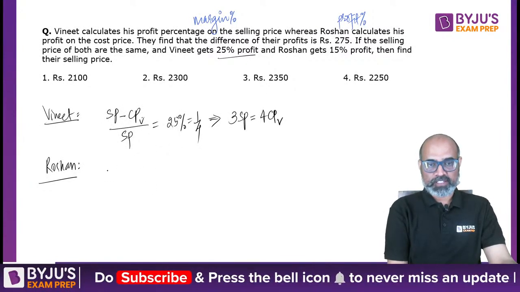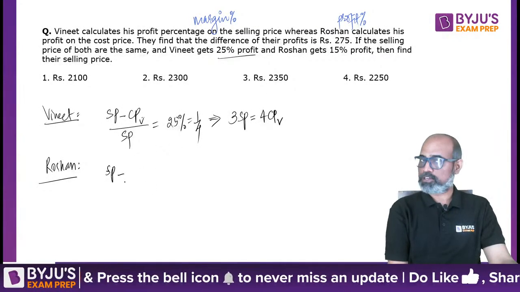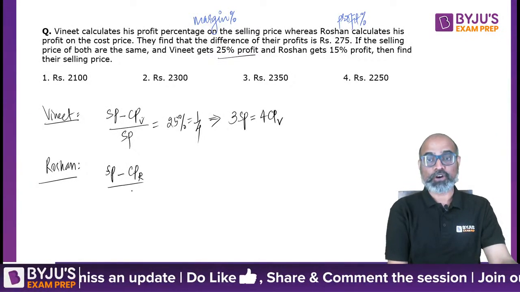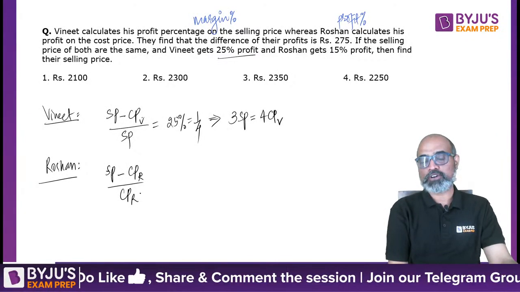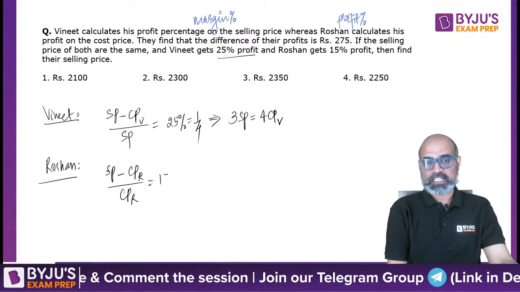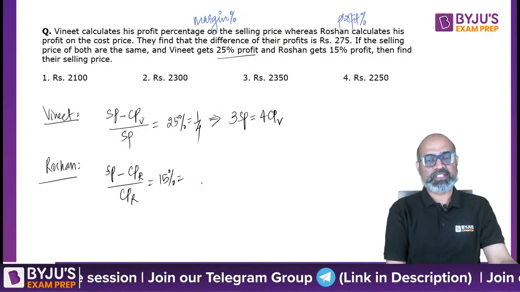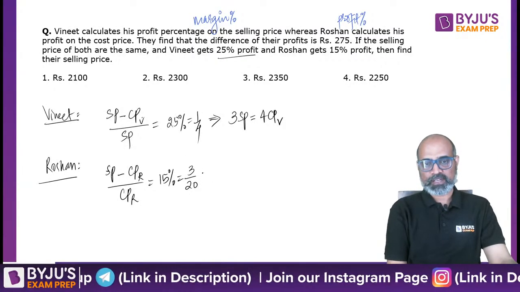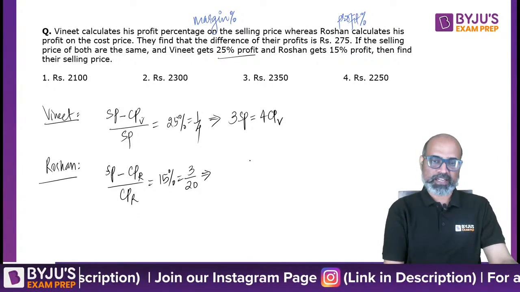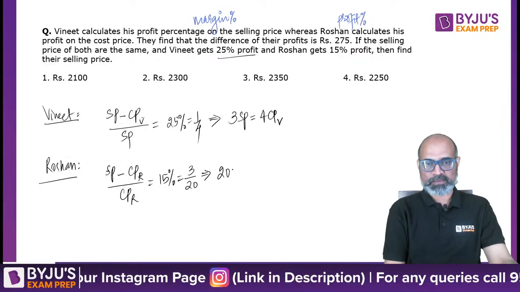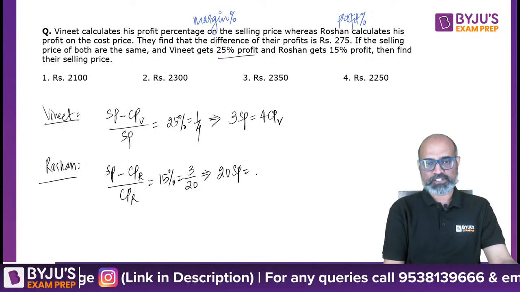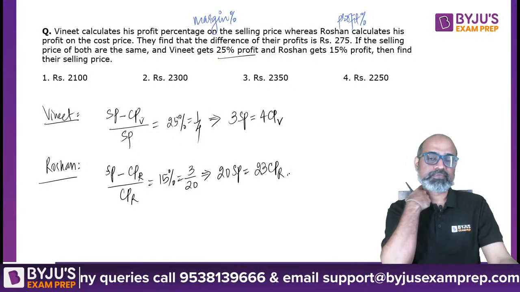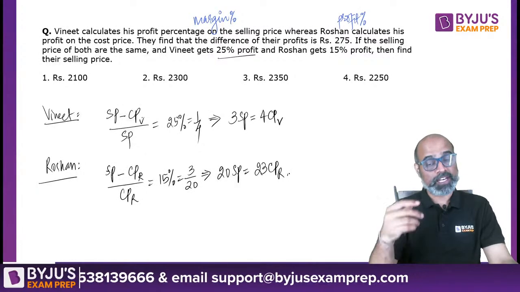Now let's look at Roshan. For Roshan, it's selling price, because the selling prices are the same, right? Minus cost price of Roshan divided by cost price, since he is calculating on cost price. This is 15% profit. 15% is going to be 15 by 100, which is nothing but 3 by 20. If we cross multiply, we will have 20 times selling price is equal to 23 times cost price of Roshan. So these are the two relations we will get.